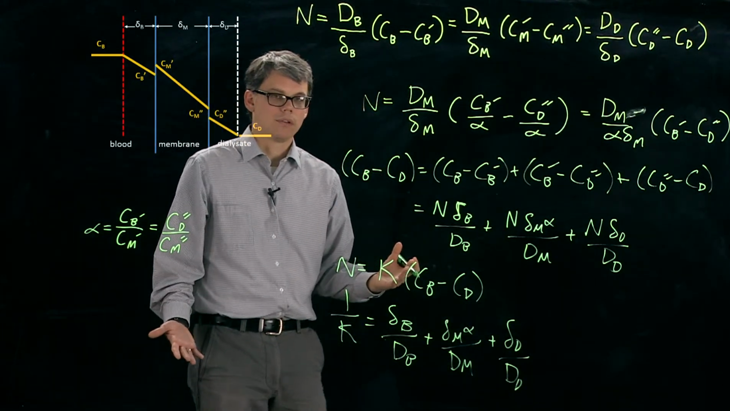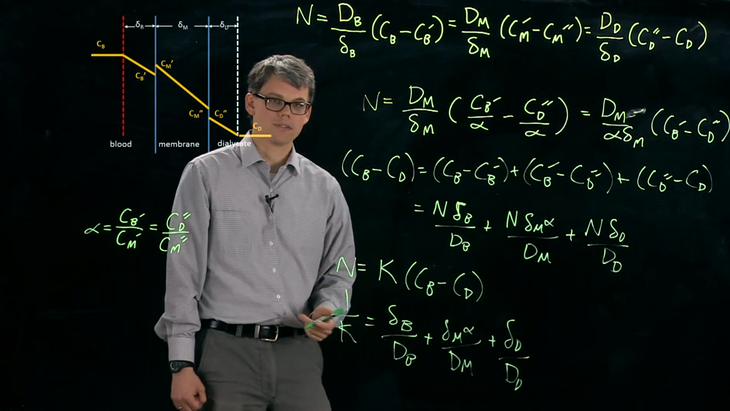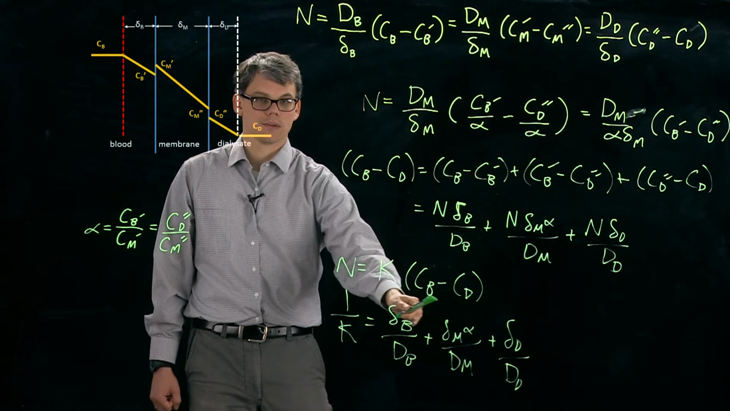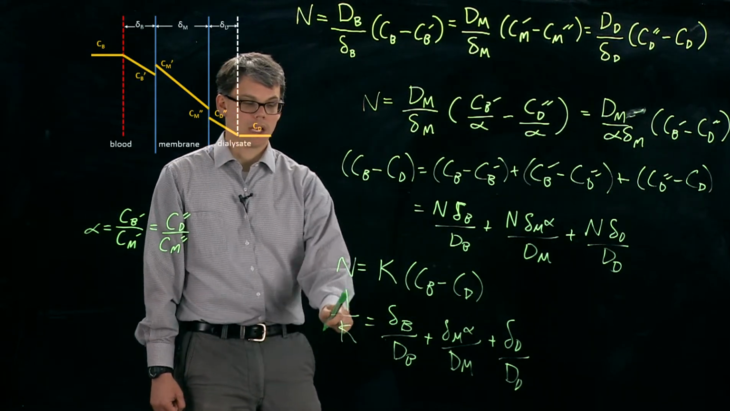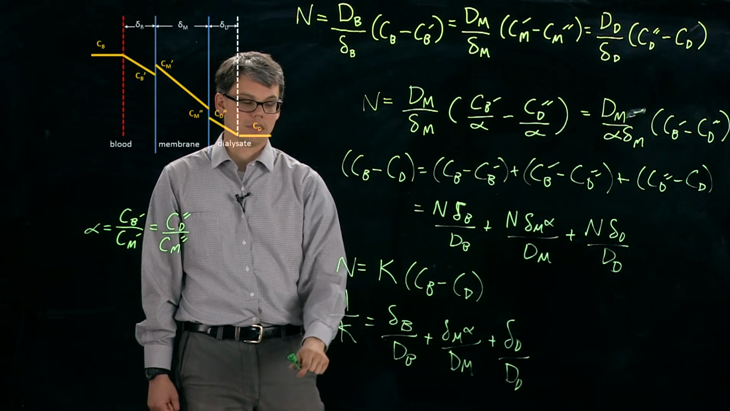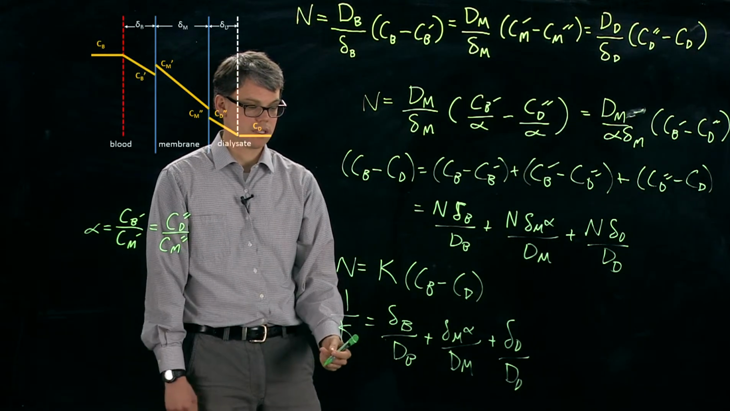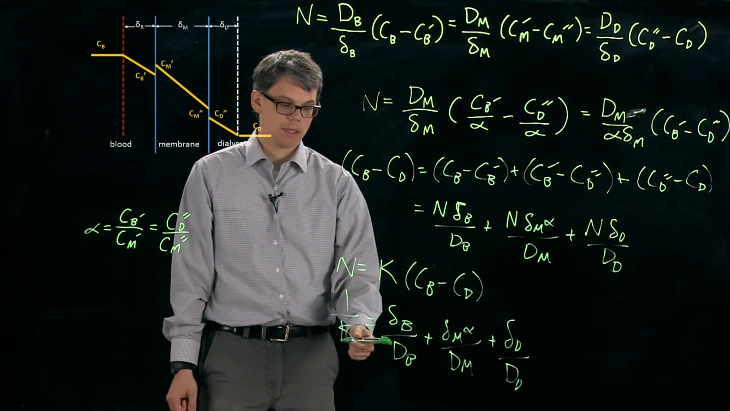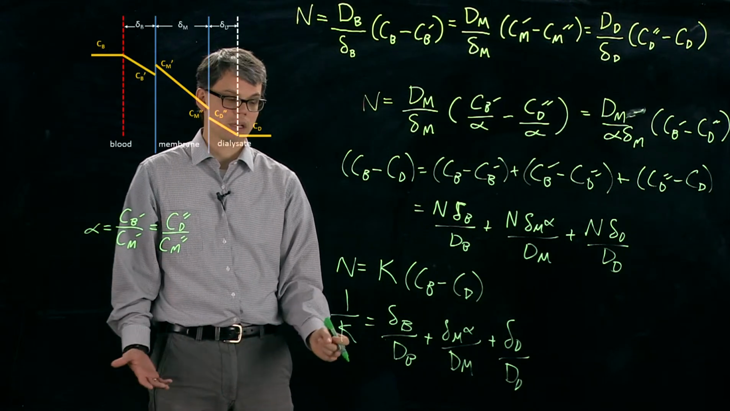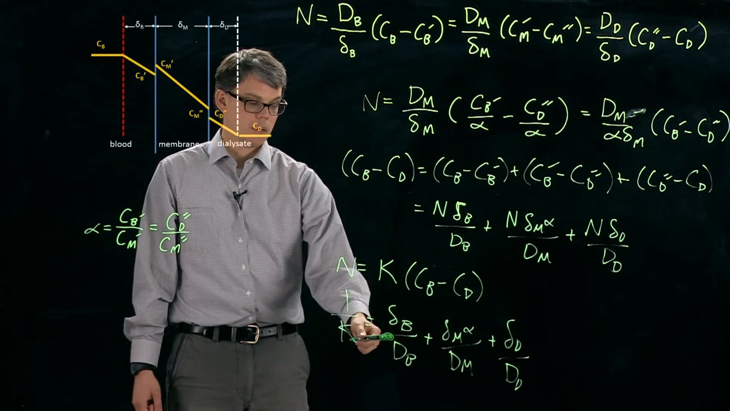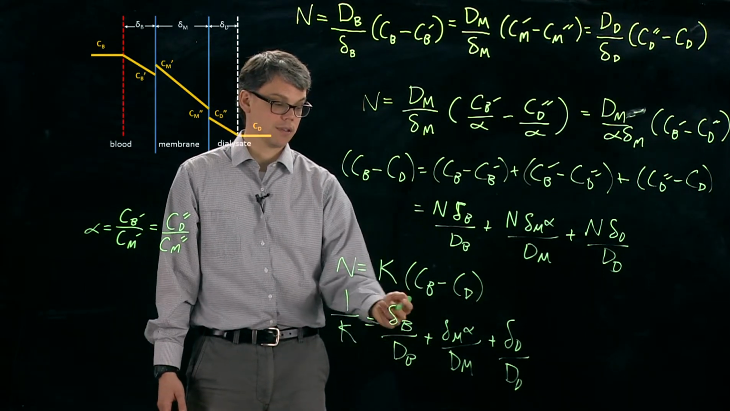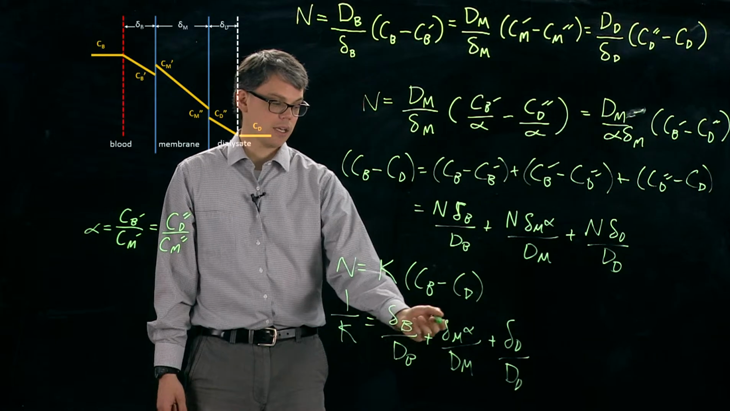Well, 1 over K is going to be equal to all of these terms in front of the n's. So my background is in electrical engineering, and when I look at this equation, I think of Ohm's law. I think of a voltage difference, or a concentration difference, and I think of a current, in this case a flux, so that would make this the conductivity. So 1 over K is simply the resistance.